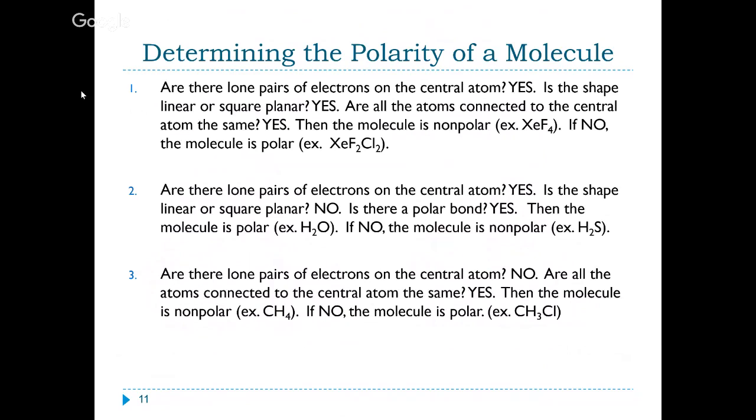And then lastly, we're asking ourselves the same question again. Are there lone pairs of electrons on the central atom? No, because we addressed the yes part. Are all the atoms connected to the central atom the same? Yes, then the molecule is nonpolar because now all the atoms can pull in equal and opposite directions if they are the same. The example is methane, CH4, so it's nonpolar. If they are not all the same, then you are going to end up with somebody winning the tug of war, example being CH3Cl, where the Cl would have electrons focused towards it.